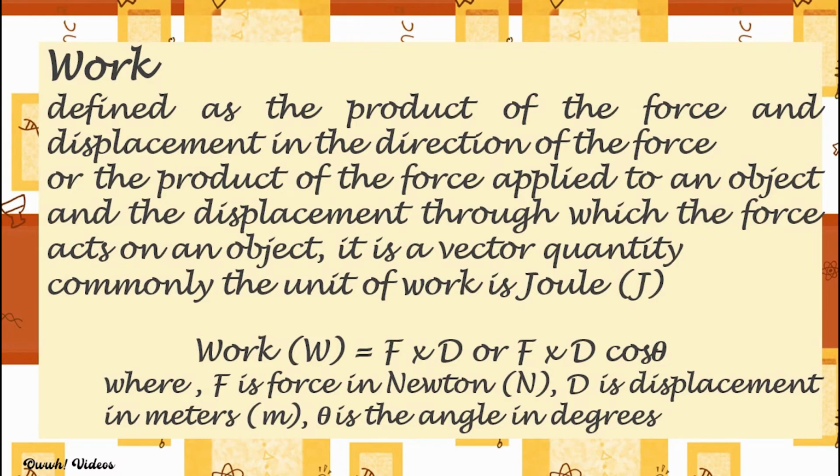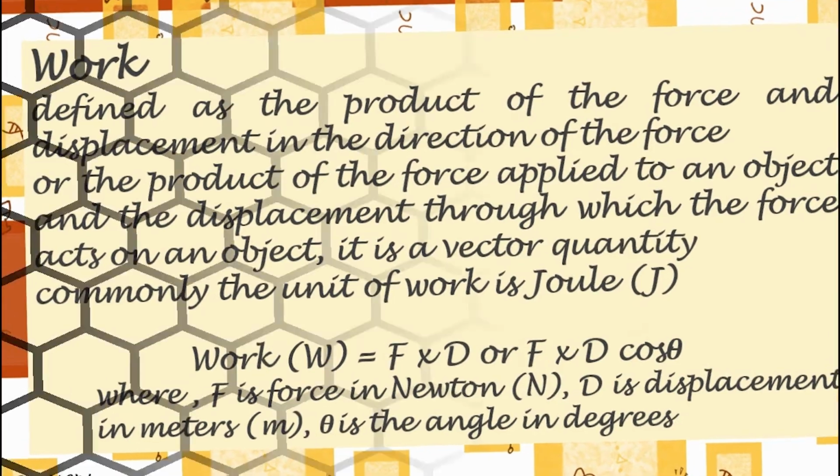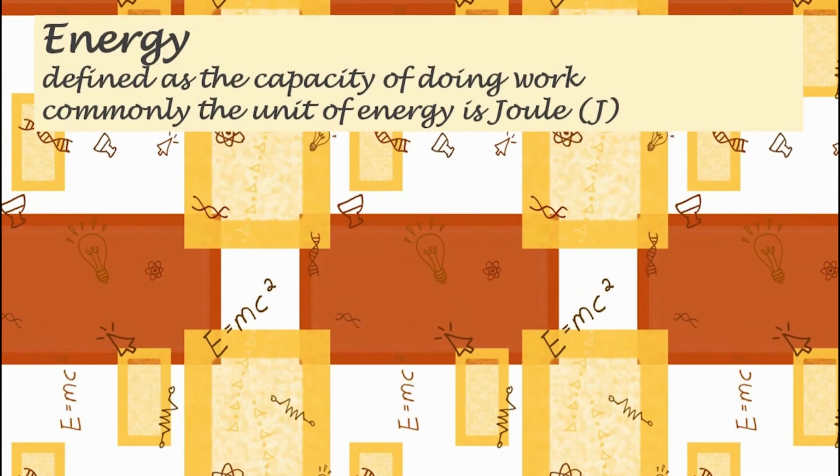Next topic is work. Work is defined as the product of the force and displacement in the direction of the force, or the product of the force applied to an object and the displacement through which the force acts on the object. It is a vector quantity. Commonly the unit of work is the joule. Work equals F multiplied by D, or F multiplied by D cos theta, where F is force in Newtons, D is displacement in meters, and theta is the angle in degrees.